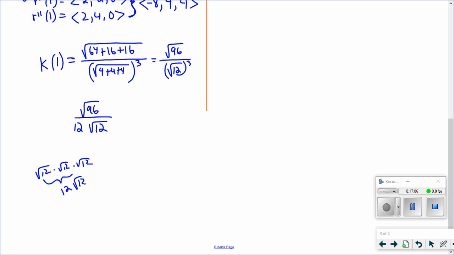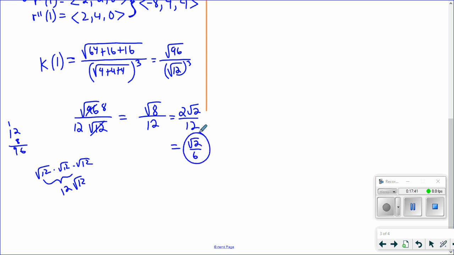All right, so that way my 96 does divide by 12, doesn't it? 96 divided by 12, I think it's 8, right? 12 times 8, yeah, 96. So 8. So this cancels out, and this could be an 8. So I have the square root of 8 over 12. And then the square root of 8 is 2 radical 2. So 2 radical 2 over 12. So I end up getting radical 2 over 6 to reduce that down.